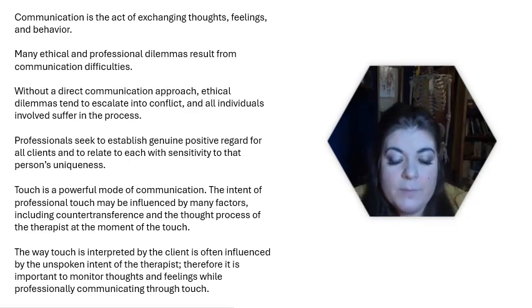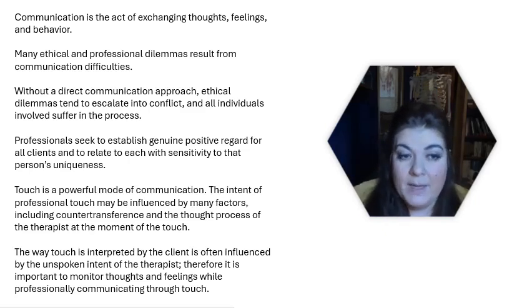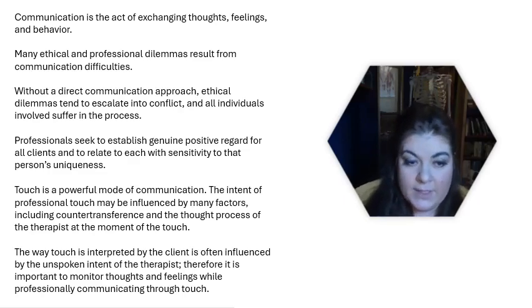All of our moods and emotions are conveyed, sometimes subconsciously, through our touch, but our client can pick up on those emotions or mood through the way that we are touching them.